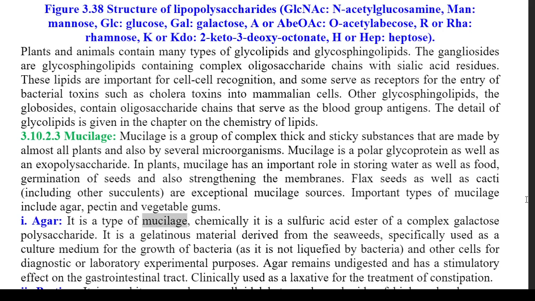1. Agar. It is a type of mucilage. Chemically it is a sulfuric acid ester of a complex galactose polysaccharide. It is a gelatinous material derived from the seaweeds, specifically used as a culture medium for the growth of bacteria, as it is not liquefied by bacteria and other cells, for diagnostic or laboratory experimental purposes. Agar remains undigested and has a stimulatory effect on the gastrointestinal tract. Clinically used as a laxative for the treatment of constipation.